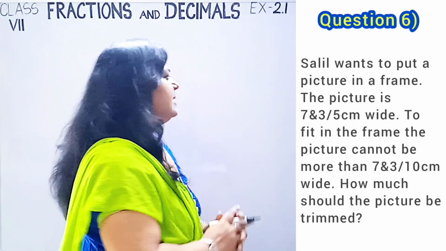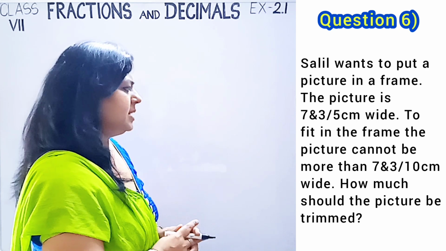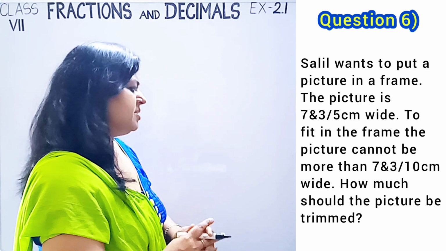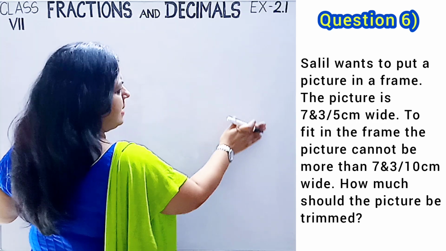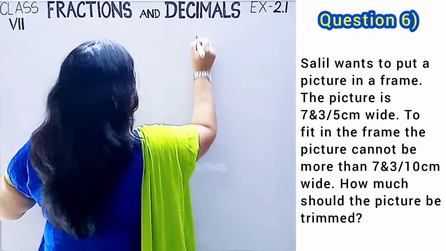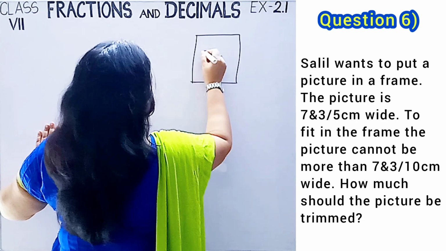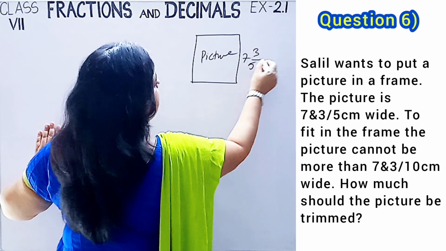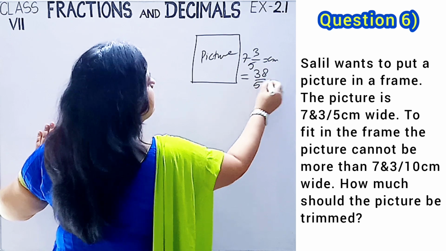Question number 6. Sally wants to put a picture in a frame. The picture is 7 and 3 by 5 cm wide. To fit in the frame, the picture cannot be more than 7 and 3 by 10 cm wide. How much should the picture be trimmed? In this question, we have to find out how much the picture should be trimmed to fit in the frame. Suppose this is our picture and the width of the picture is 7 and 3/5 cm. After changing to an improper fraction, we get 38/5 cm.